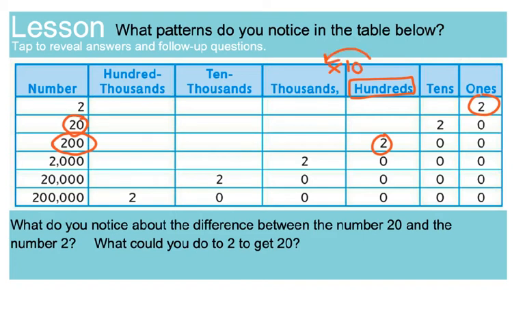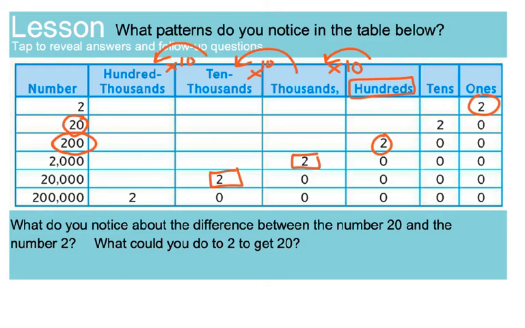When I move that 2 to the thousands place, that value now is 10 times greater, 2,000. And I can do that again, moving it to the 10,000s. It is 10 times greater when I move from the thousands to the 10,000s. And the same moving to the 100,000s.